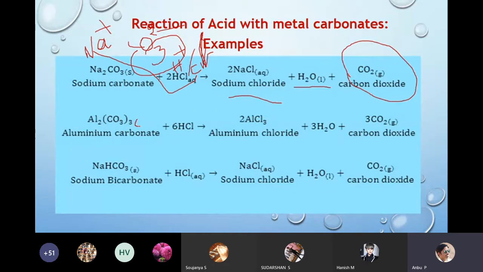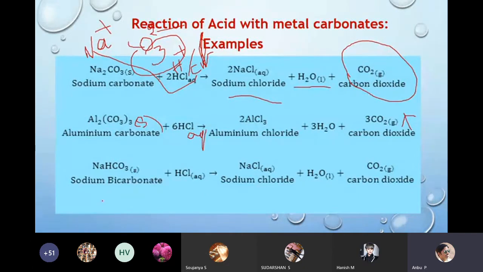Suppose I am writing aluminum carbonate, it is a solid only. Hydrochloric acid has to be written as aq, aqueous. So aqueous in the sense it has to be dissolved in the water. Aluminum chloride is the salt, then H2O, then CO2. And we can also use the symbol: if you use the up arrow mark, that indicates the formation of a gas.